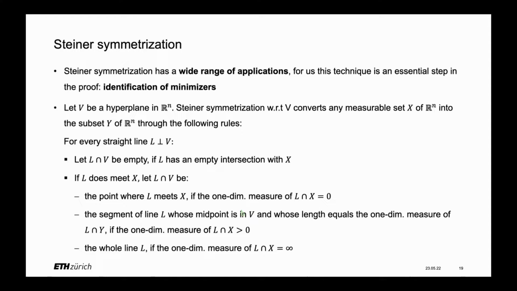So we're looking at three different cases. First of all, whether the intersection between L and X has measure 0, is positive, or is infinite. If it's 0, it's just the point where L meets X. If it's positive, it will be the segment of line L whose midpoint is in V, and whose length equals the one-dimensional measure of L intersected with X. And it will just be the whole line L if the intersection between L and X is infinite. That might be complicated and we can't really imagine what's going on here.